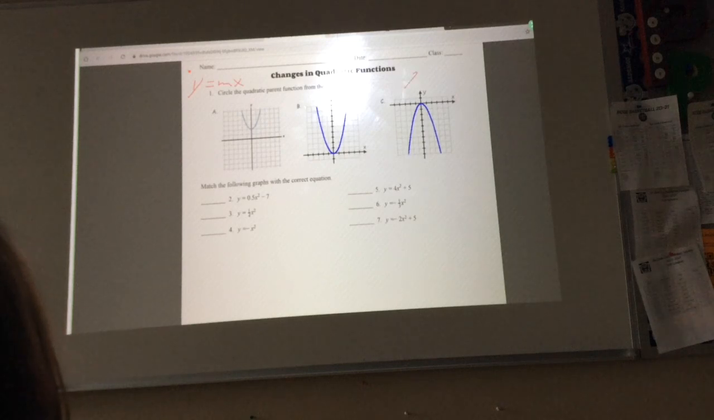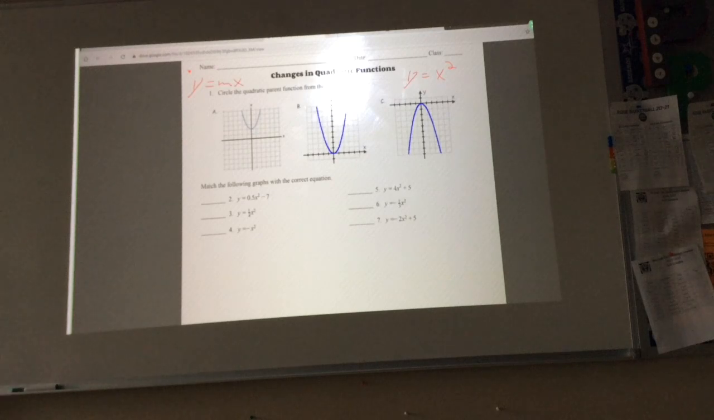Well, for the quadratic parent function, it's going to be very similar to that. It's going to be y equals x squared. Notice there's no y-intercept. Notice that it's just very simple. What I want you to do is open up your calculator, and in your calculator, I want you to type in y equals x squared in the y equals section. Y equals x squared.